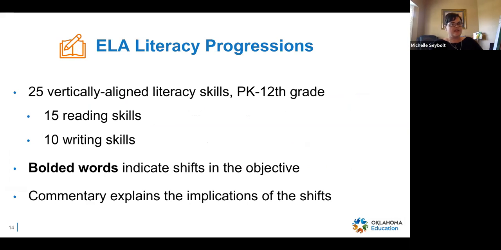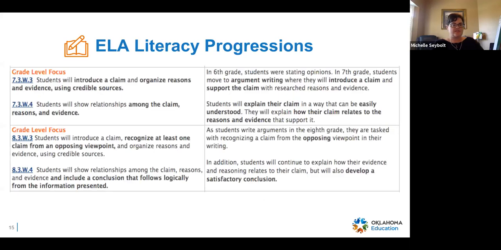We also have the ELA literacy progressions. 25 vertically aligned literacy skills. There are bolded words indicating shifts and objectives, and then commentary explaining the implications of the shifts. Let's take a closer look at this. And again, this is a screenshot lifted from the framework, so it will look exactly this way when you navigate the frameworks yourself.